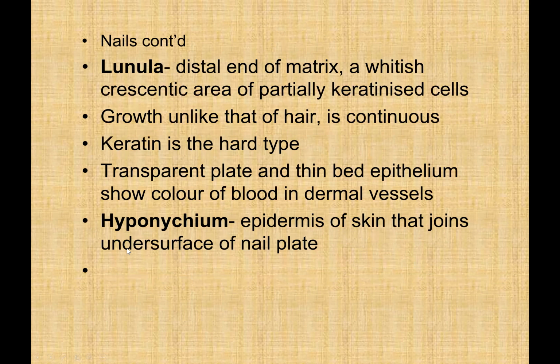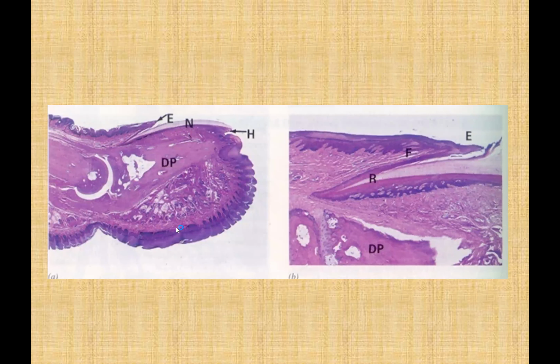Let's just look at the slides. So this is to look at the nail. This is the nail, and the fold on top of the nail, that skin over there, is what we call the eponychium. And the one below the skin here is what we call the hyponychium. The hyponychium.